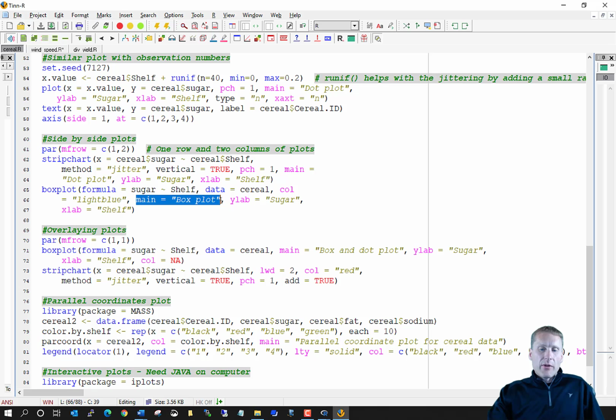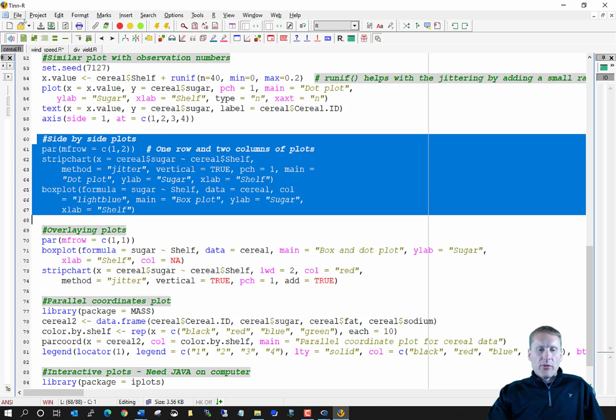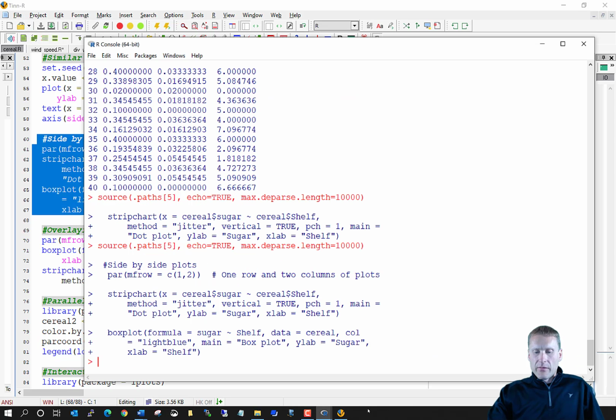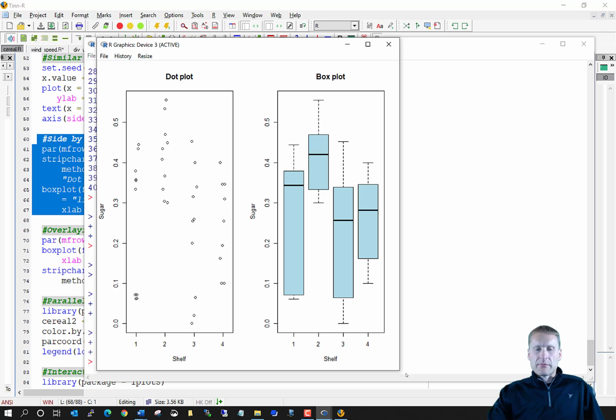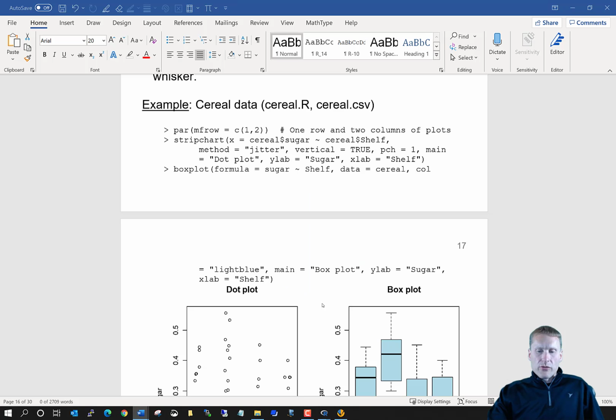What's the title of the plot? Y-axis label, x-axis label. So let's go ahead and run this, put it all together, and let's take a look at the plot. And here we go. So let me jump back over here to Word so I can draw on the plot nicely.